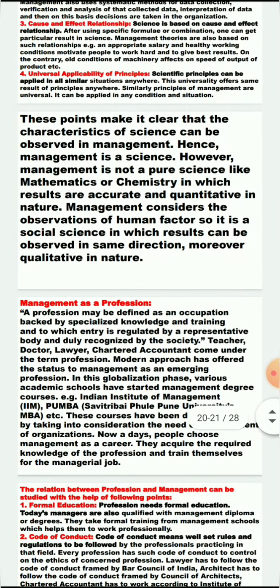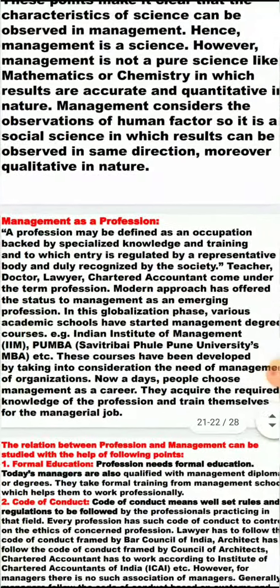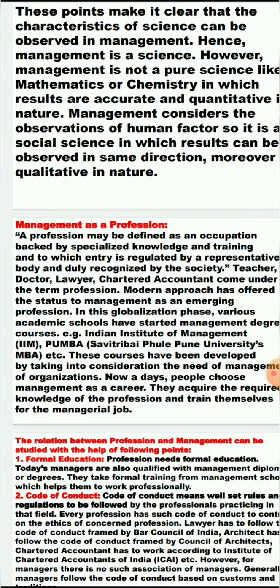So management as a profession. A profession may be defined as an occupation backed by specialized knowledge and training, and to which entry is regulated by a representative body and duly registered by the society or recognized by the society. Now we all know, children, that professional persons are those who get a particular degree, but they are also registered. For example, to become a CA, where do we have to register? In Mumbai, chartered accountant. We have to register ourselves in Mumbai.